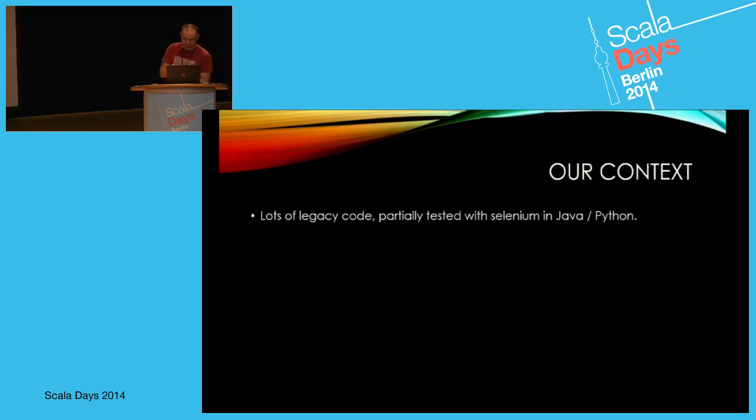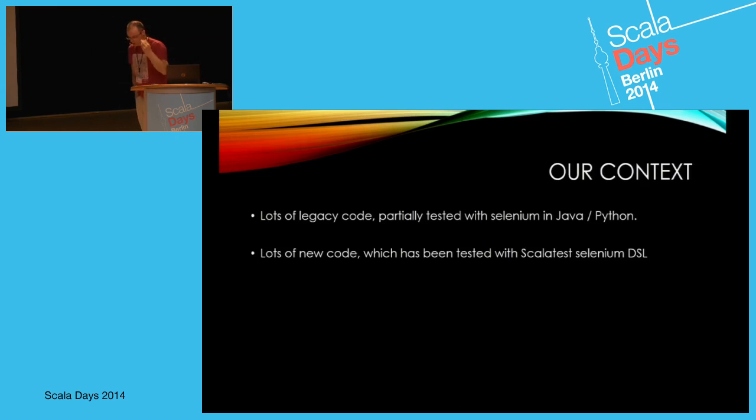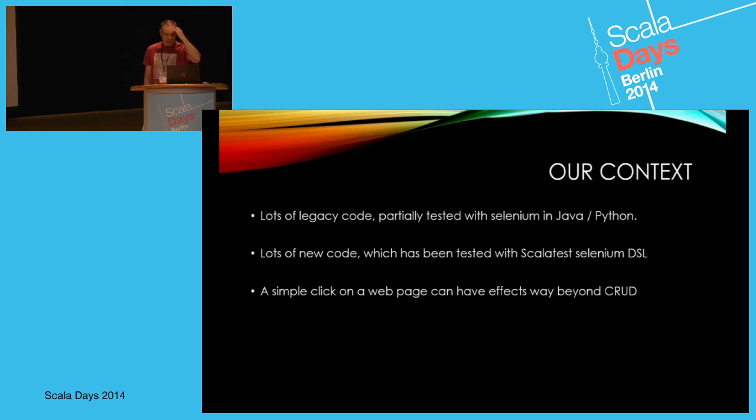So the context that we have at next thing is we have a lot of code which is partially tested with Selenium and Java and Python. We have lots of new code which we've written, which has been tested with Scalatest Selenium DSL. So basically we can compare the two, and like I said, a simple click on a page can have an impact way beyond the fact that something has changed in a database somewhere.